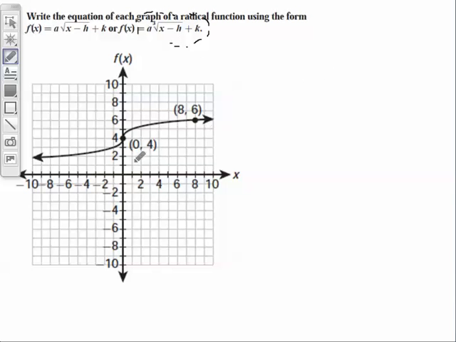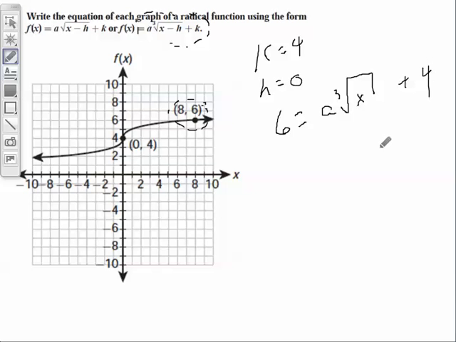Okay, I can see that it's shifted up 4. So k is going to be equal to 4. It's not shifted right or left. It's right there on that thing. So h is going to be equal to 0. So I'm going to take my bigger point again just because I like that bigger point. I don't know why. 6 will be equal to a times the cube root of x plus 4.